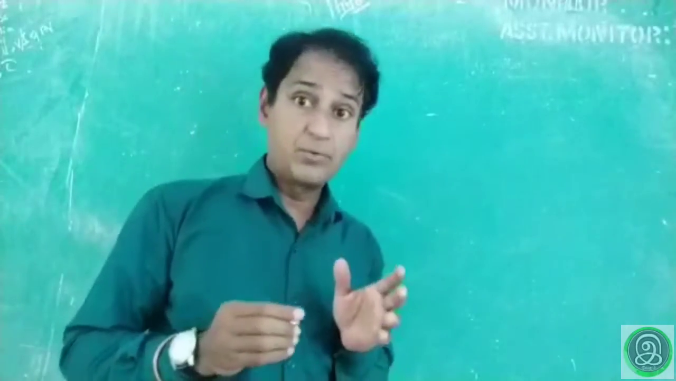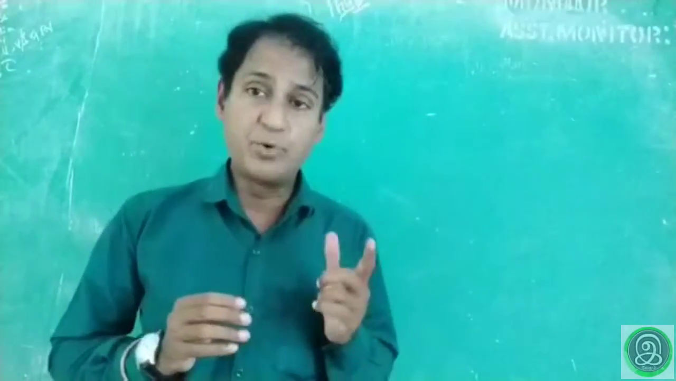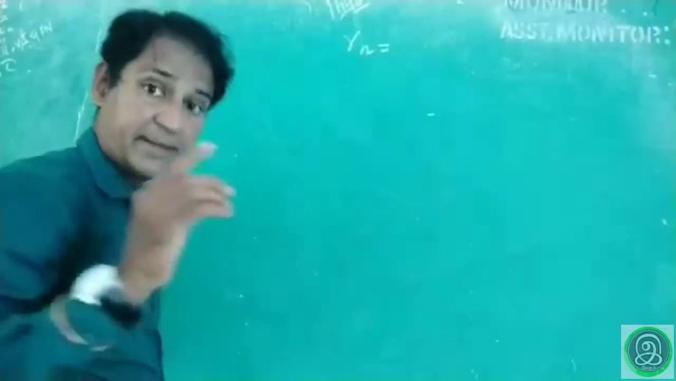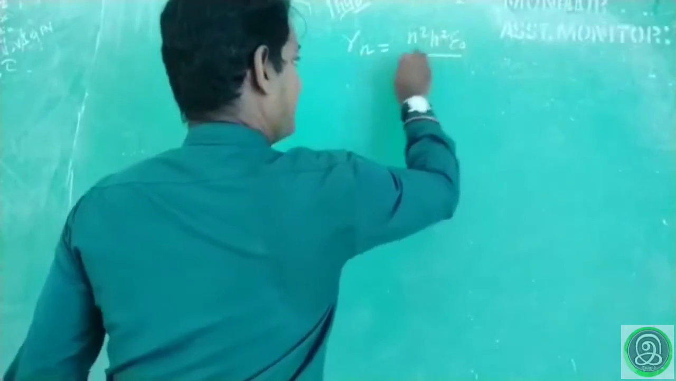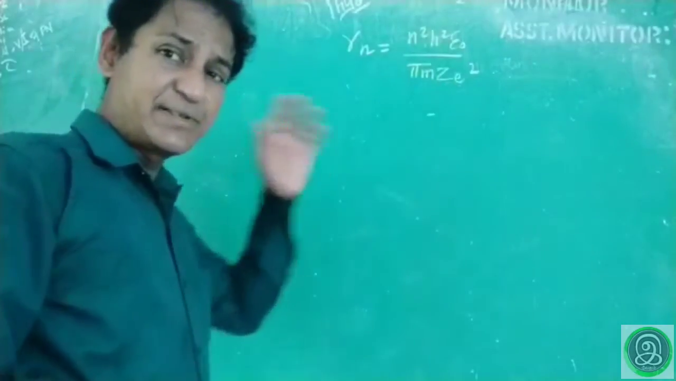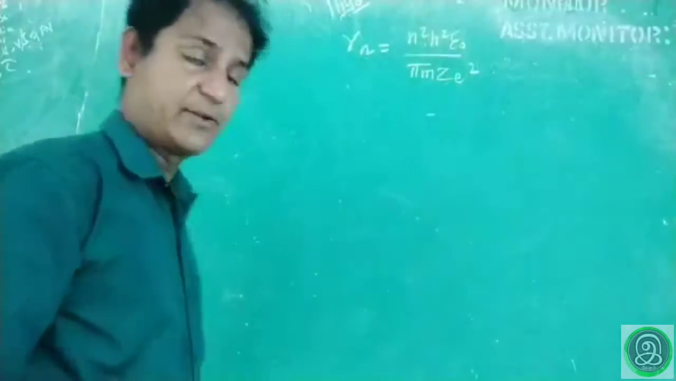Hi students, today we are going to see the energy of the electron in the nth orbit by Bohr's. Already we have seen Bohr's radius of the nth orbit. In that we found that the radius of the electron in the nth orbit is equal to n squared h squared epsilon naught by pi m Z e squared. This is required for the energy of the electron in the nth orbit.